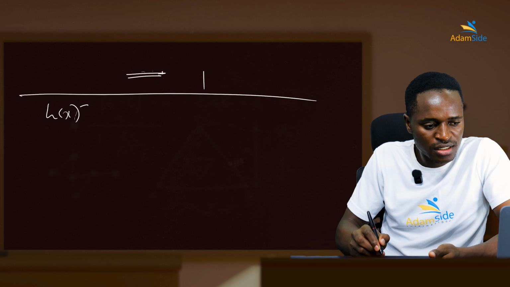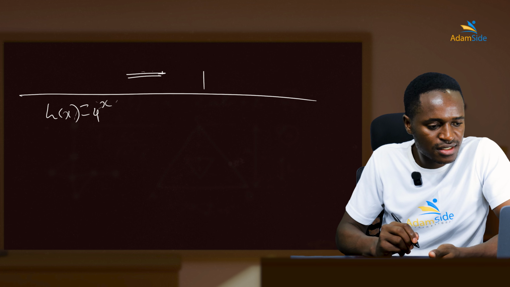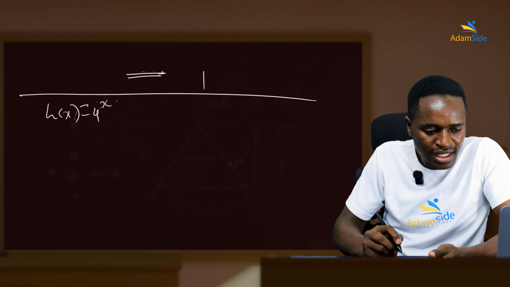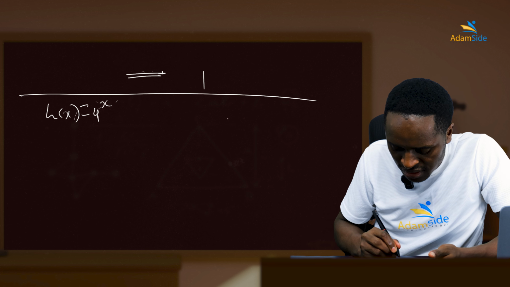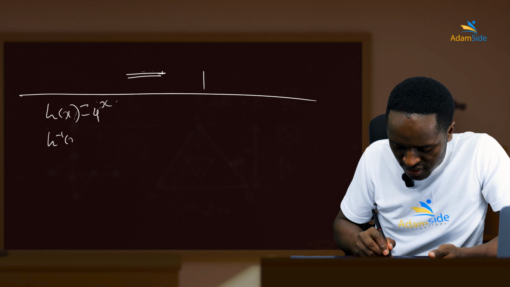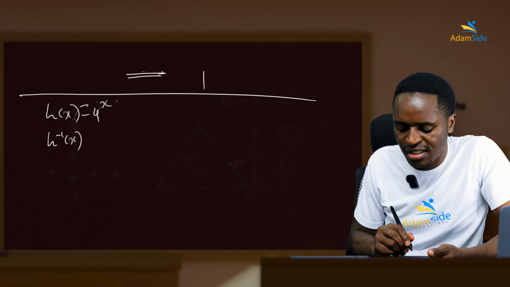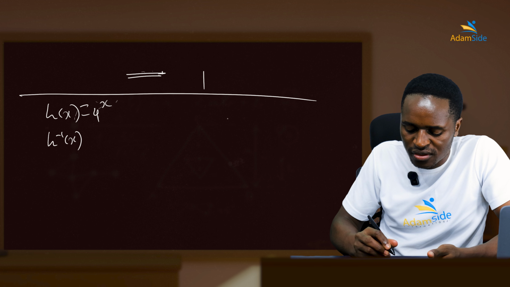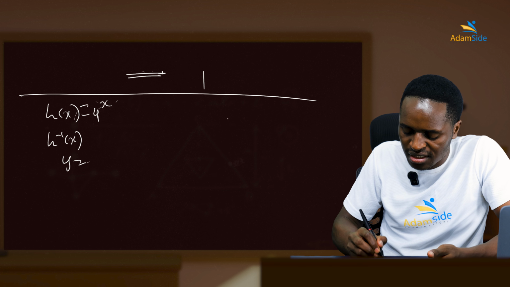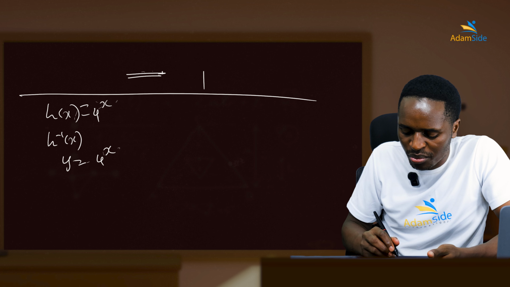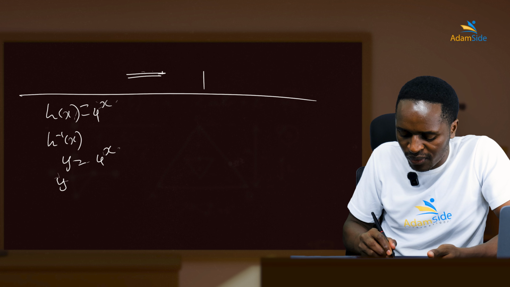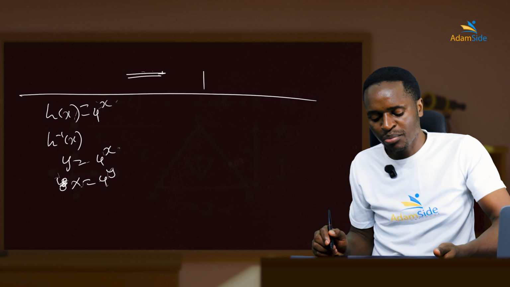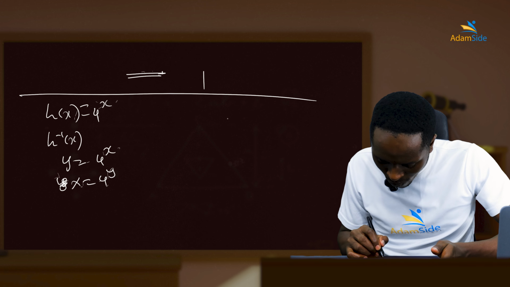h of x is equal to 4 power x. Then they say find h inverse of x. How do you find h inverse of x in that case? We know that we have two methods, so I'll choose the one which is easier. So we say h of x is the same as y, and that is 4 power x. You can swap. Where there is y, put x, and then say 4 power y. And it's simple. Now, how do we make y the subject?